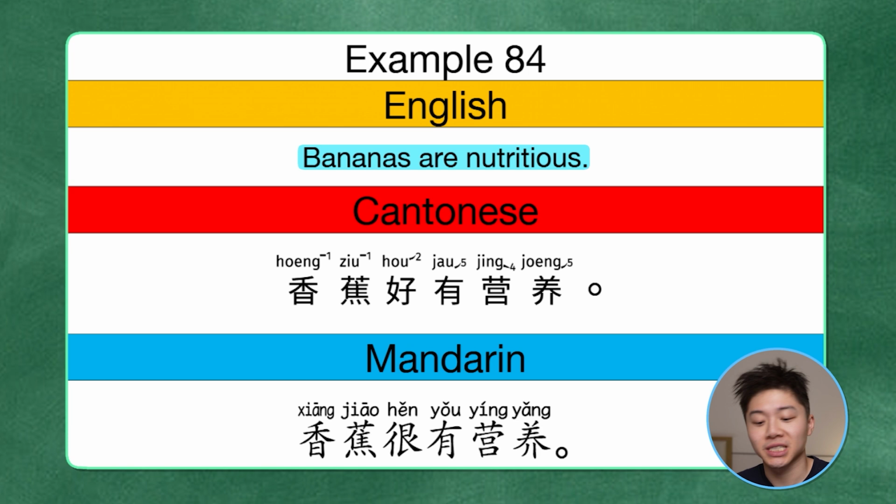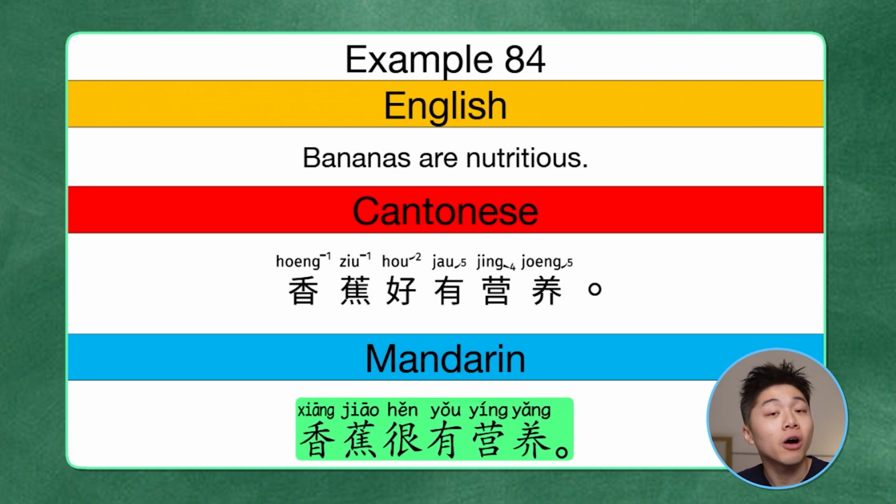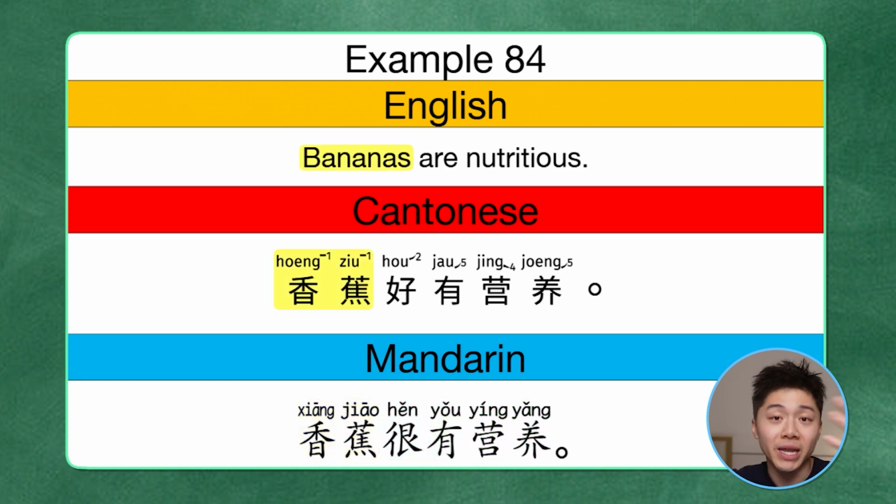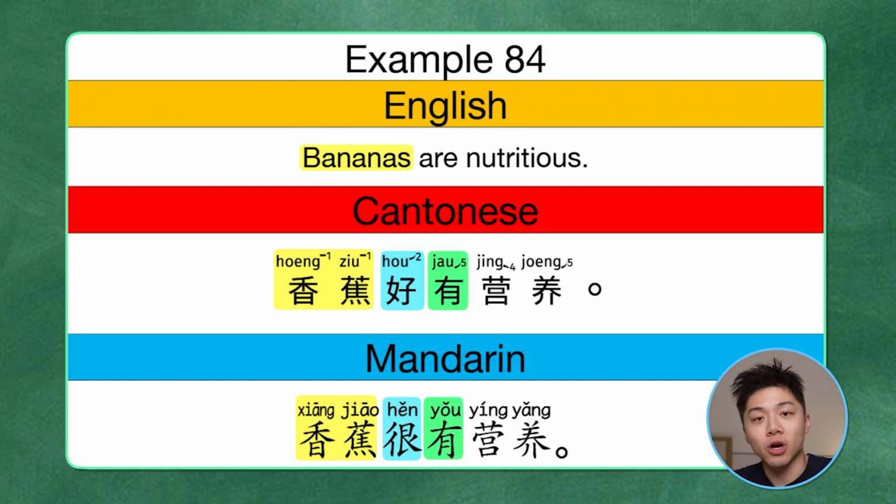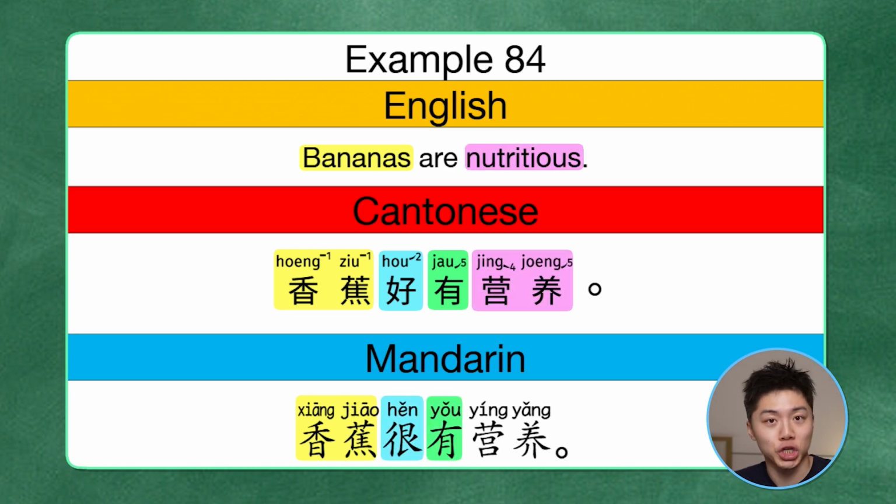So for example, bananas are nutritious. In Cantonese, 香蕉好有營養. In Mandarin, 香蕉很有營養. 香蕉 is bananas in Mandarin. 好 means very in Mandarin. 很有 means to have in Mandarin. 有, so 好有 very have, like very much have in Mandarin. 很有 and then 營養 means nutrition in Mandarin, 營養.